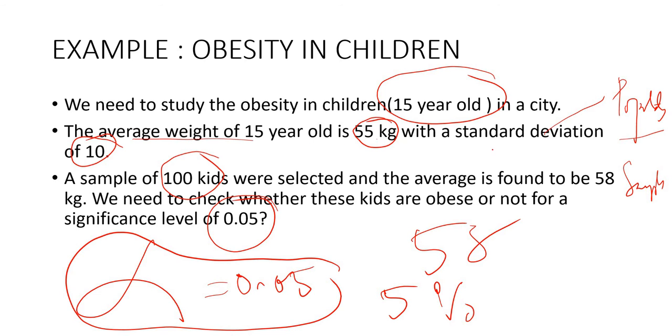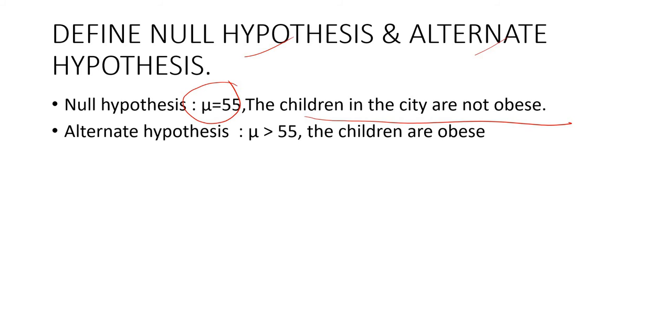For the population, it is 55. So we are defining the null hypothesis: for an average mu of 55, the children in the city are not obese. Then the alternate hypothesis is, if mu is greater than 55, the children are obese. This is our alternate hypothesis.